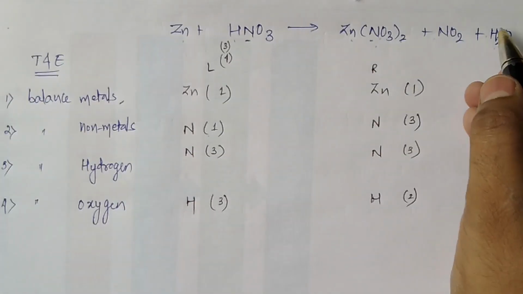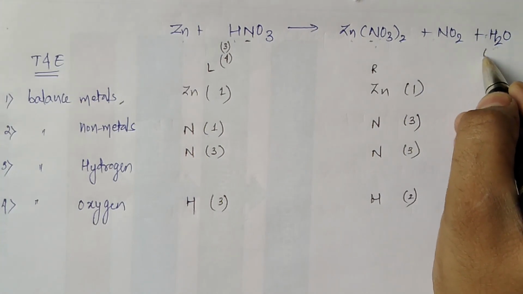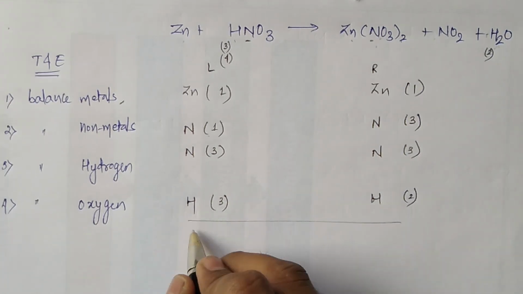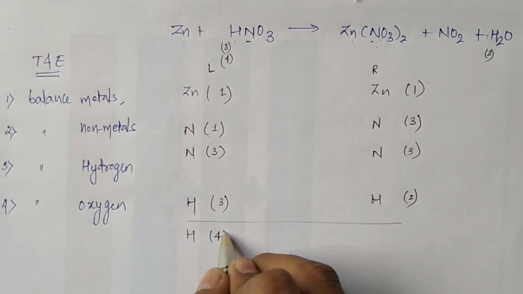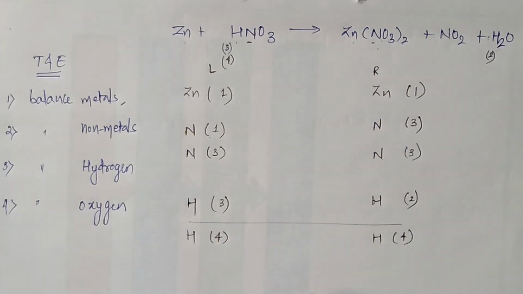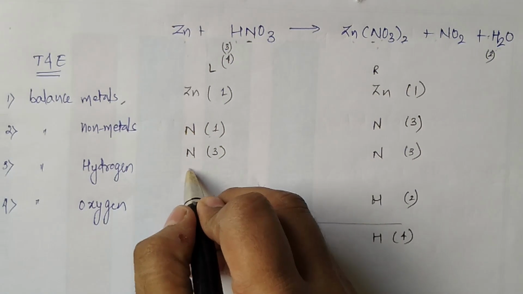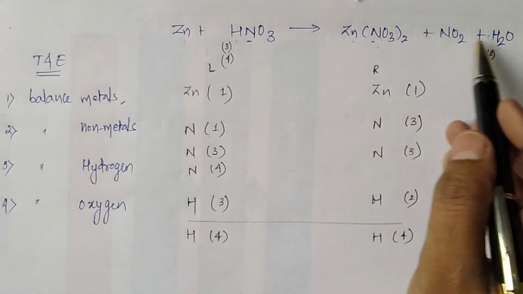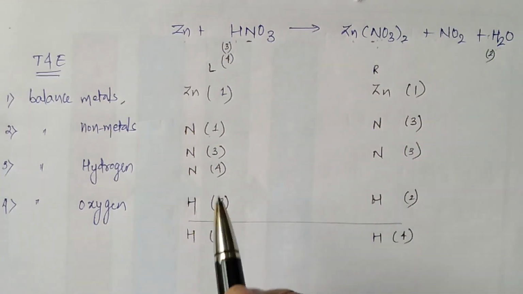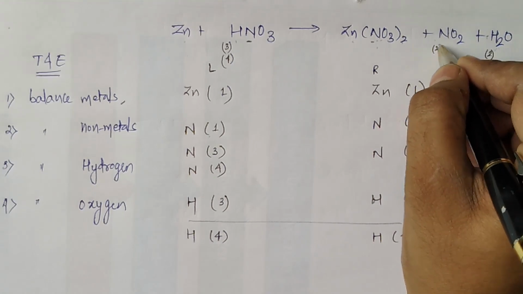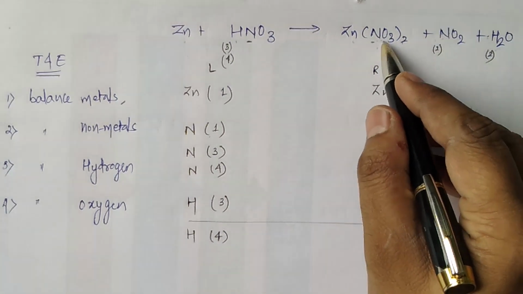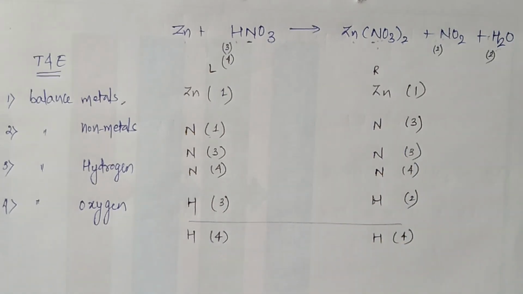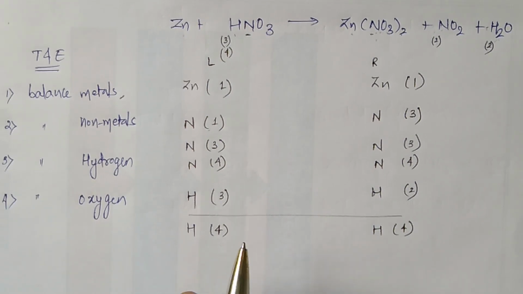If I keep 4 over here and 2 over here, then hydrogen will be 4 over here, and here also hydrogen will be 4. But now we need to check nitrogen. Nitrogen is 4 now, but here how many nitrogen? 2 plus 1, 3. So I can put over here the 2. If I put 2 over here, 2 plus 2, 4, so nitrogen is also balanced.